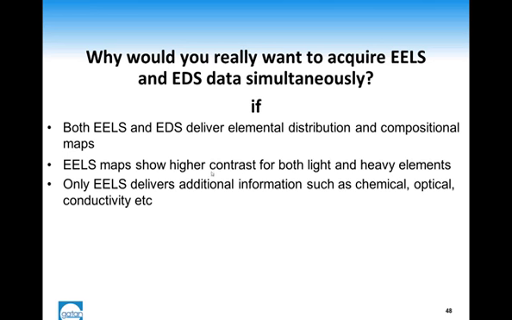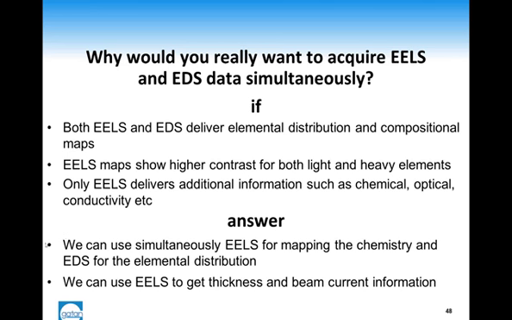EELS maps show higher contrast for both light and heavy elements, and in addition to compositional information, EELS is capable of delivering other information such as chemical, optical, and conductivity. So the answer is that we can simultaneously use EELS for mapping the chemistry and EDS for the elemental distribution. We can use EELS to get thickness and beam current information.